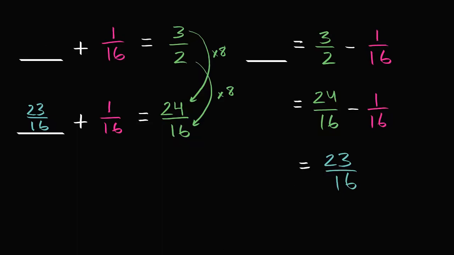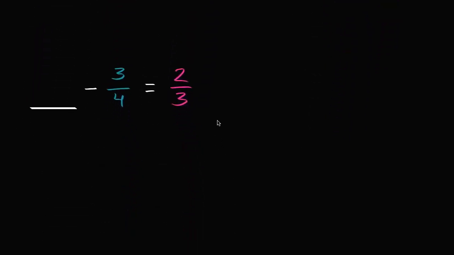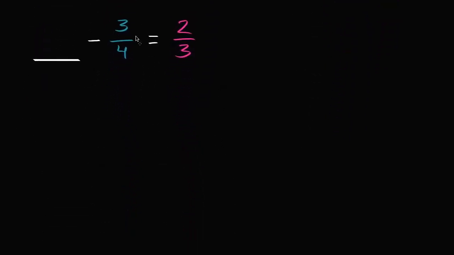Let's do another example. So here, this is a little bit different. I have blank minus 3/4 is equal to 2/3. And there's a couple of ways to think about it. If blank minus 3/4 is equal to 2/3, one way to think about it, you could say, well, that means that blank is going to be the same thing as 2/3 plus 3/4. And what is this going to be?